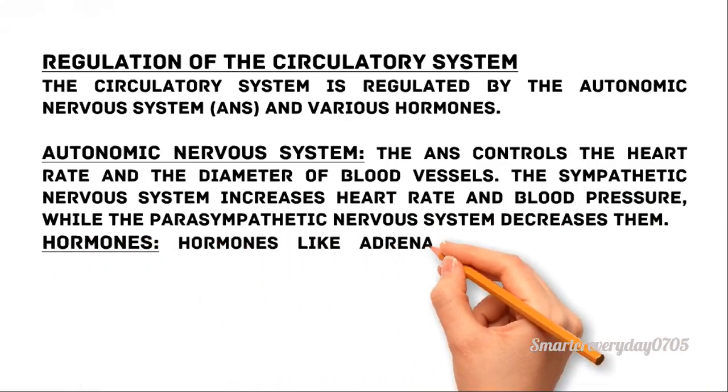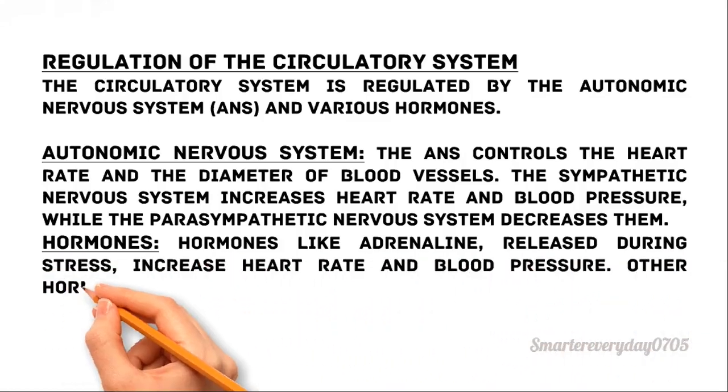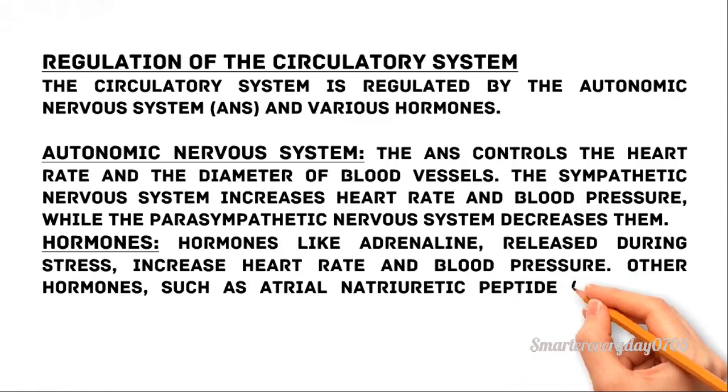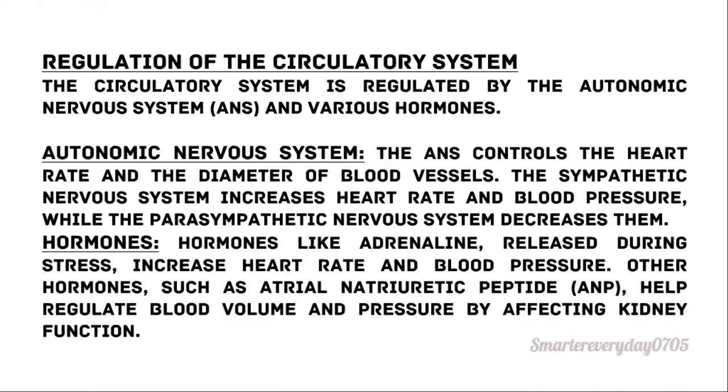Hormones. Hormones like adrenaline, released during stress, increase heart rate and blood pressure. Other hormones, such as atrial natriuretic peptide, help regulate blood volume and pressure by affecting kidney function.